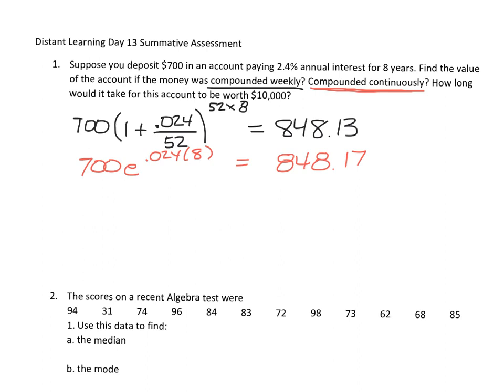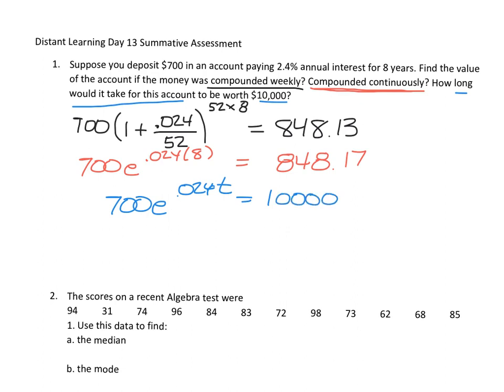Now the next problem is, how long would it take for this to be worth $10,000? And we'll do this continuously. So our equation would be 700 times e to the 0.024 times t, because we don't know how much time it will be, and we want this to be worth 10,000.